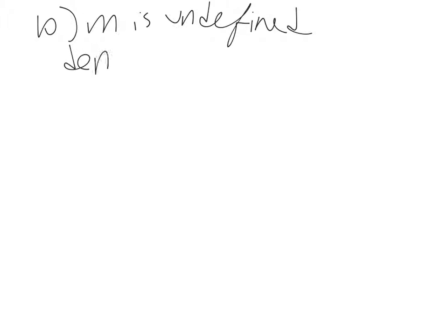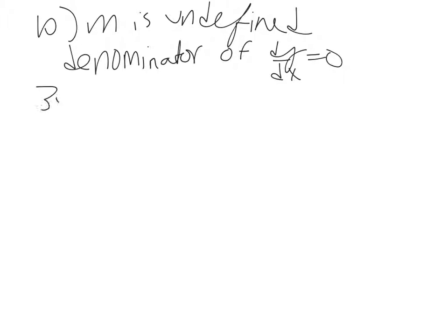Part B says find the coordinates of all points on the curve where the tangent line to the curve at that point is vertical. What do we mean by that? That means that the slope of the tangent line is undefined. So m is undefined. How do we get an undefined slope? If the denominator is 0. So what I do is I set that equal to 0.